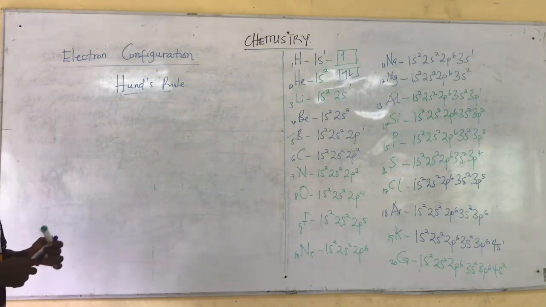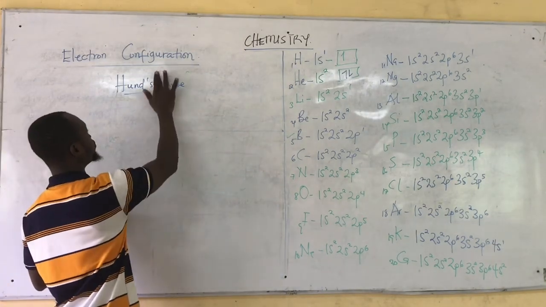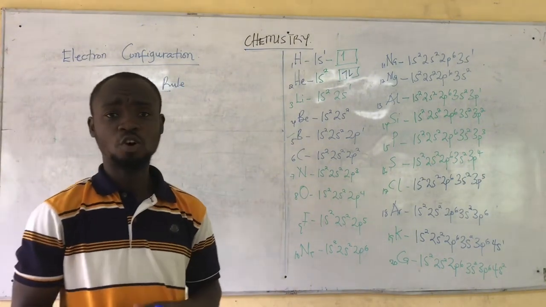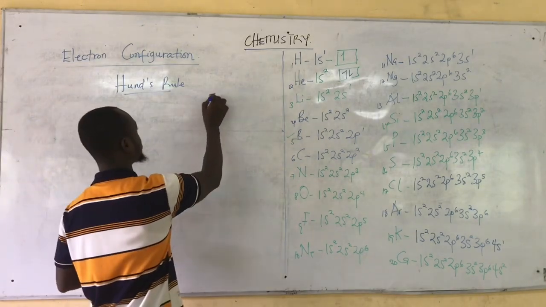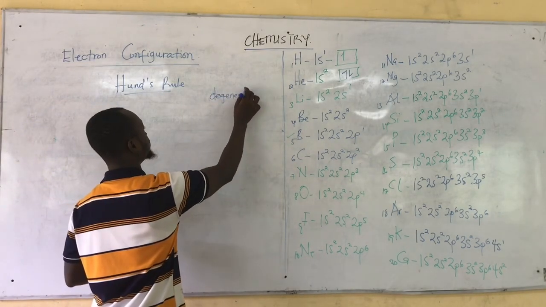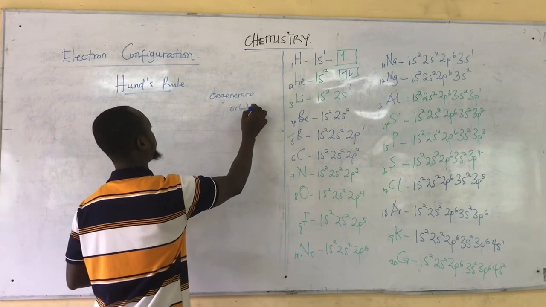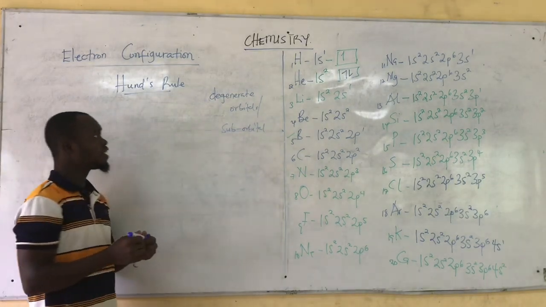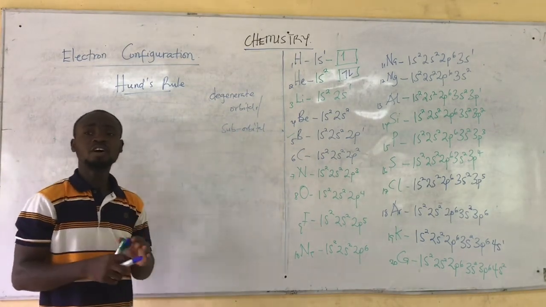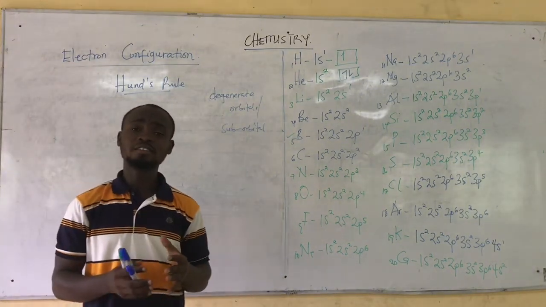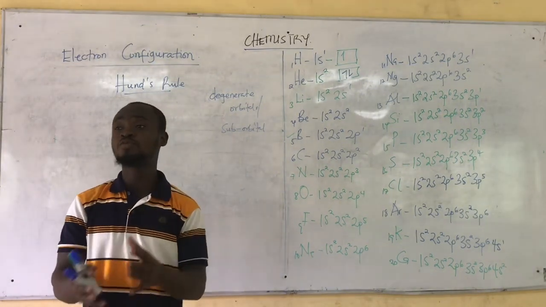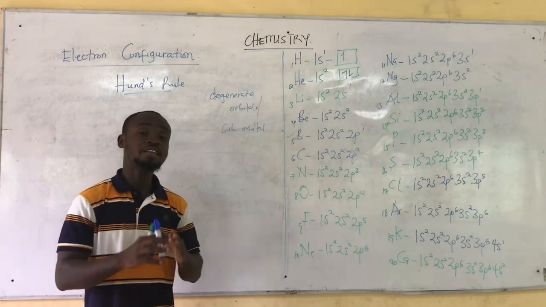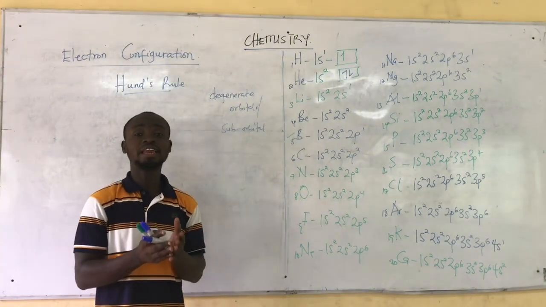The next principle is known as Hund's rule. Hund's rule talks about suborbitals or degenerate orbitals. What are degenerate orbitals or suborbitals? They are orbitals of the same energy level, or in simple words, orbitals with the same n and l values. We call them degenerate orbitals or suborbitals. Is that okay? Orbitals with the same energy level, or orbitals with the same n and l values.